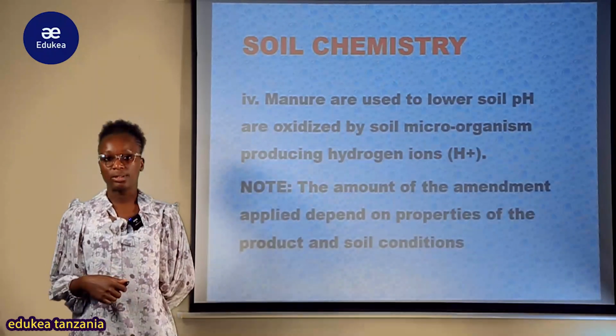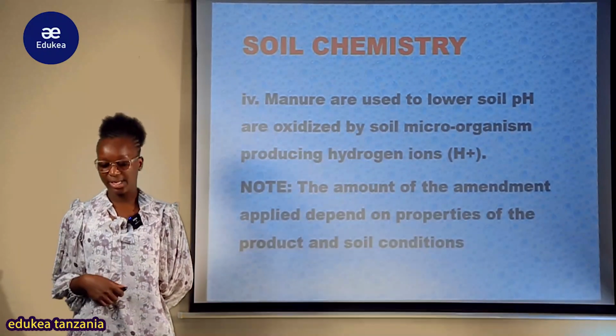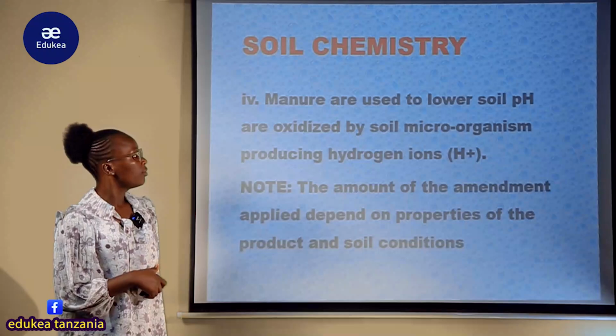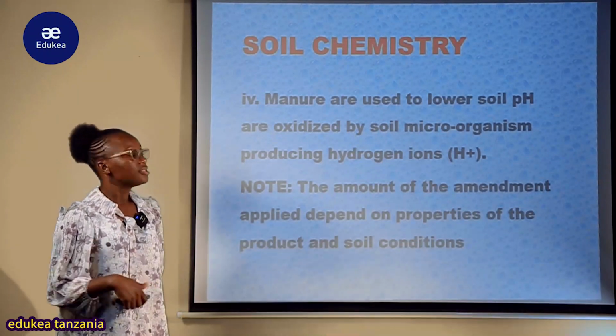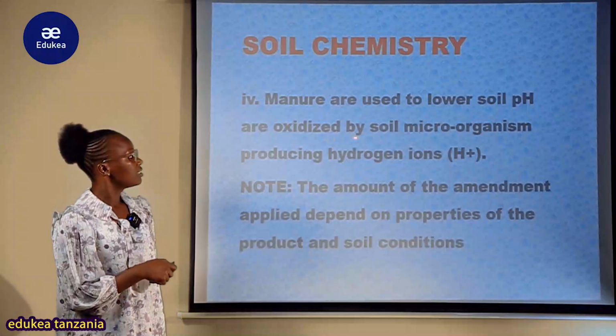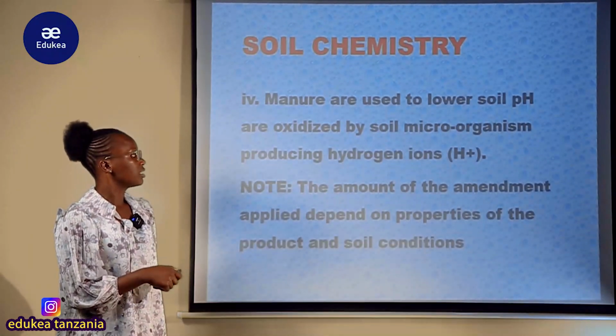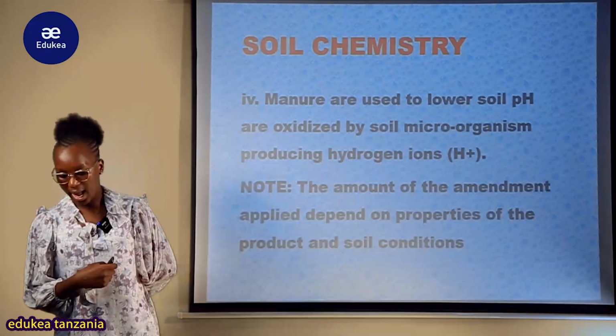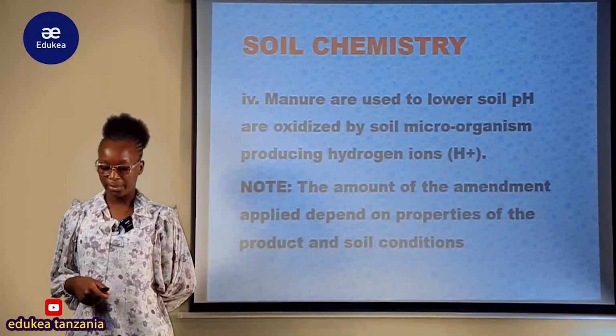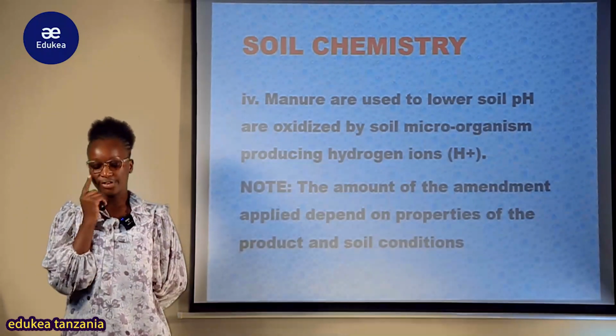Another is manure. So after looking those fertilizers, when we talk about manure, for instance, manure are used to lower the soil pH, simply are oxidized by soil microorganism producing hydrogen ion. Kwamba this kind of manure zenyewe zinakuwa oxidized na hizi microorganisms ambapo zinapelekea releasing of hydrogen ion.